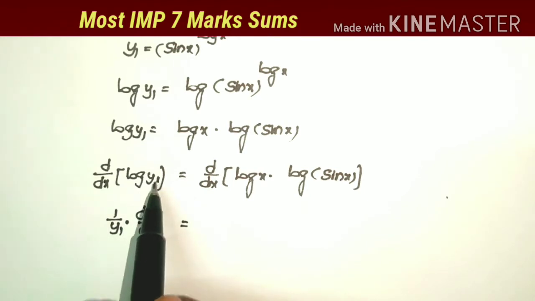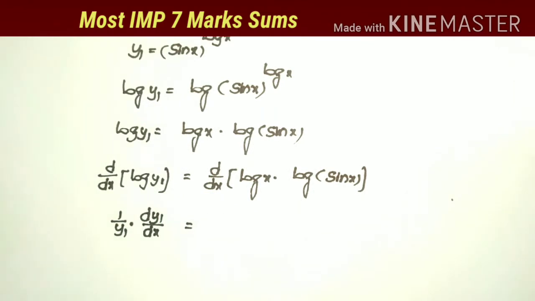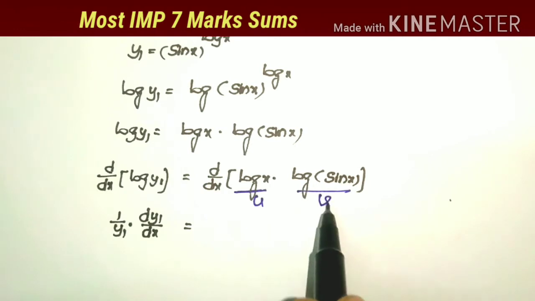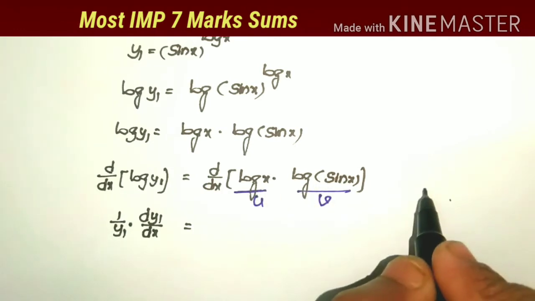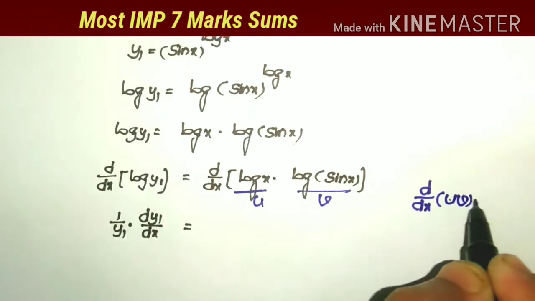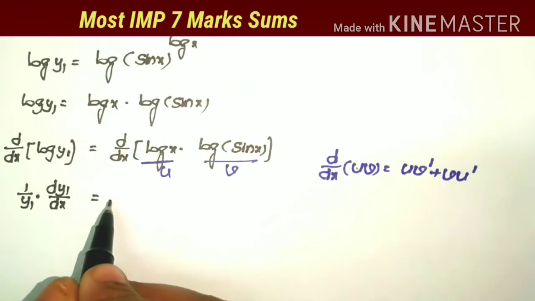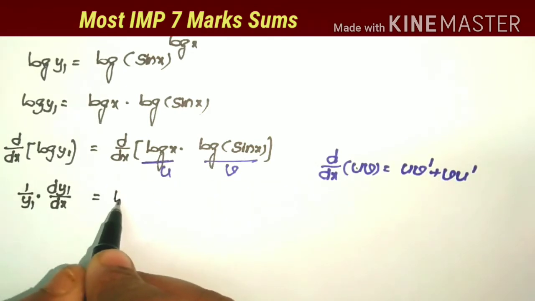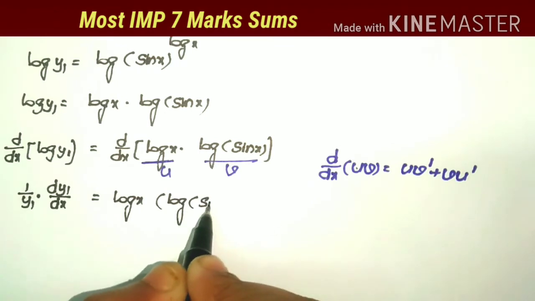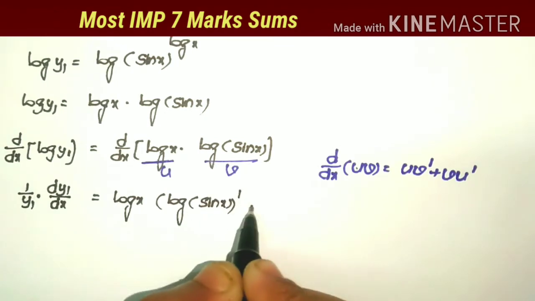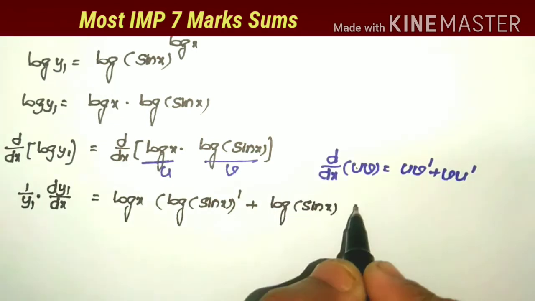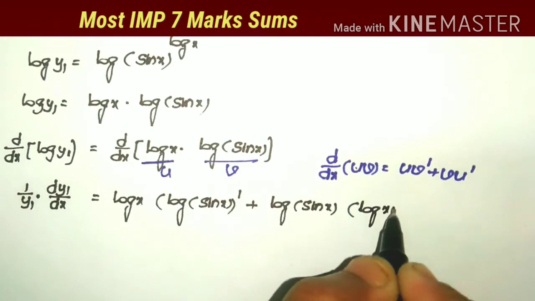The right side is in the form u into v, the product of two x functions. The first function is u and the second function is v. What is the formula for the derivative of uv? d/dx of uv equals u v' + v u'. Applying that here, u is log x and v is log of sin x, so u into v' is log x into (log of sin x)', plus v into u', that is log of sin x into (log x)'.